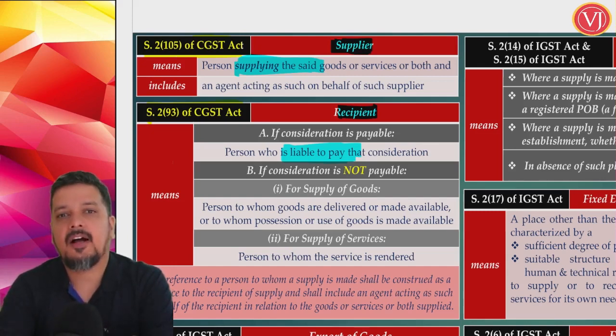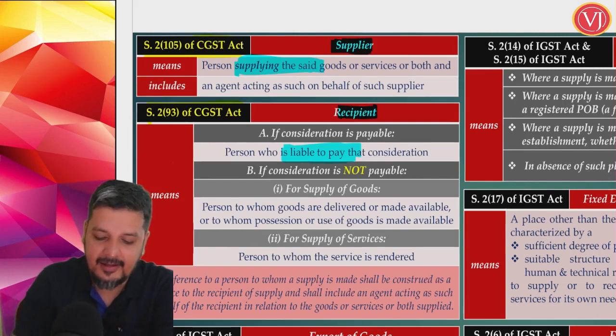If a company is taking its employees on vacation, the supplier is the hotel where the employees are staying, and the recipient is the company, not the employees who are getting those services. Recipient means who's liable to pay the consideration.